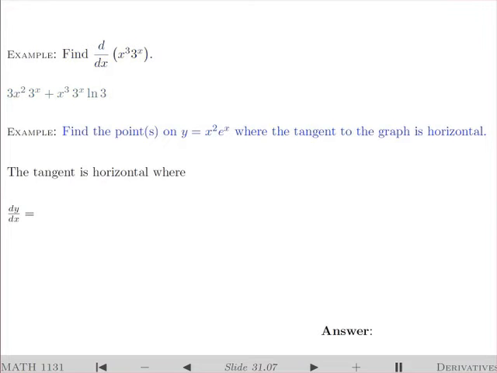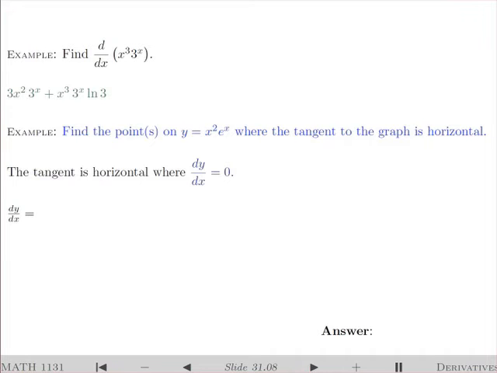The next example is essentially the same, except that we have some additional things we need to do. Namely, find where the tangent is horizontal. Of course, the slope of the tangent is the derivative, and the straight line is horizontal if the slope is 0. So they are just asking in a roundabout way, find where the derivative of x squared e power x is 0. So we will find the derivative of x squared e power x.